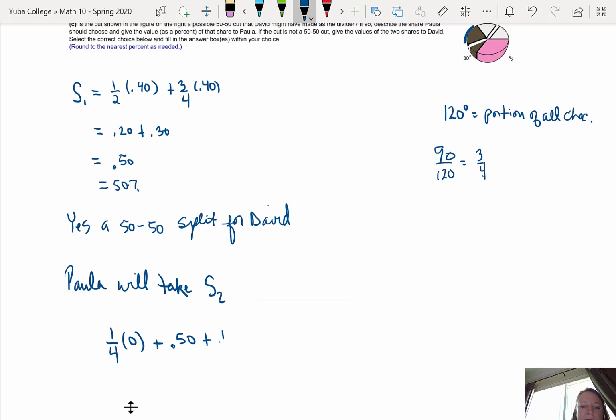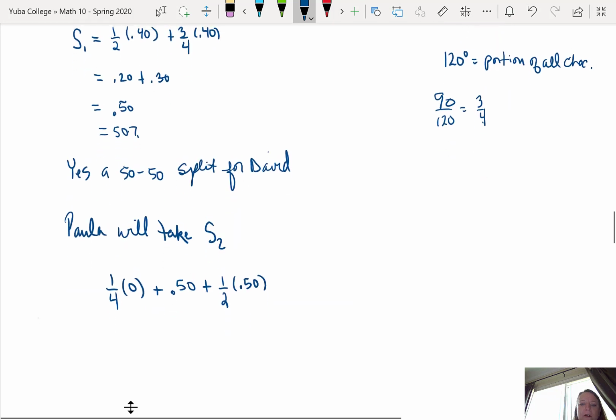Plus half of the vanilla. And all the vanilla is worth 50% for her. And so we have 0.50 plus 0.25. And so she believes she's getting 75% of the value of the cake by choosing share 2.